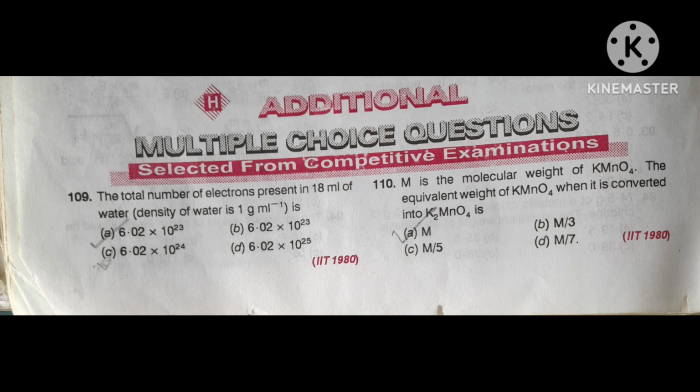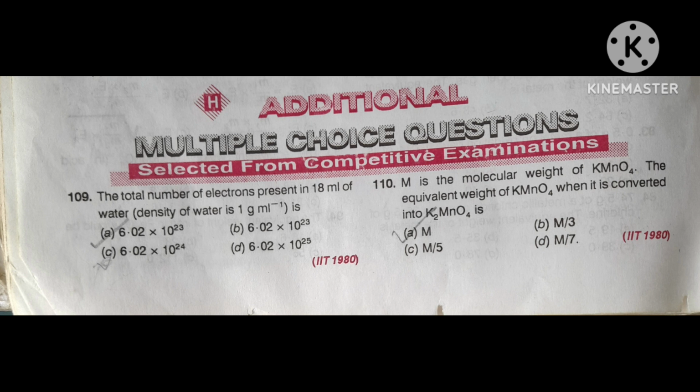Its correct answer is option C, that is 6.02 into 10 to the power 24. How? Just think it over. Option C is 6.02 into 10 to the power 24. How? Now just you think.